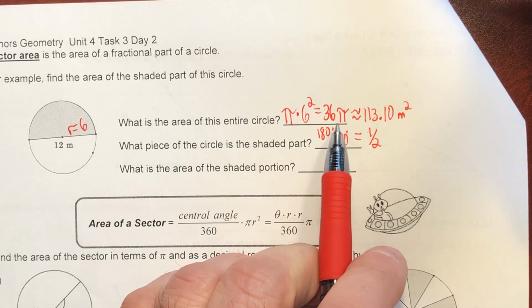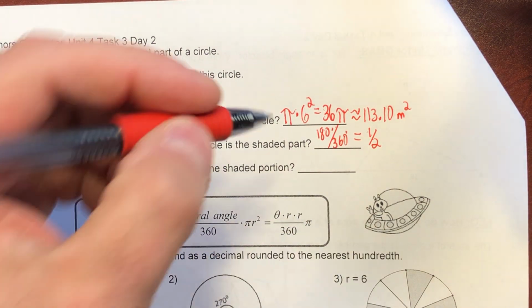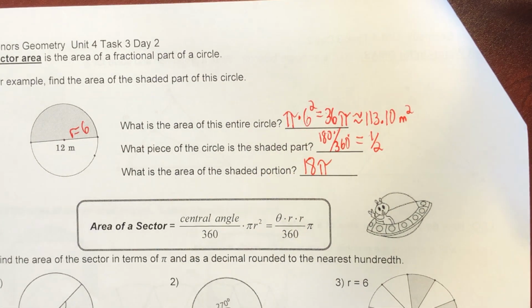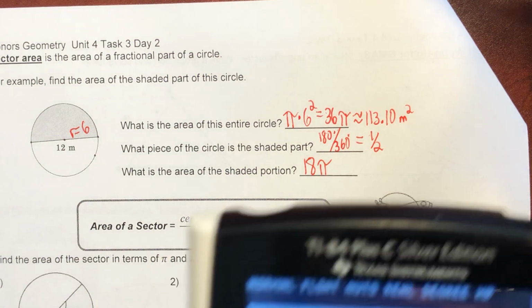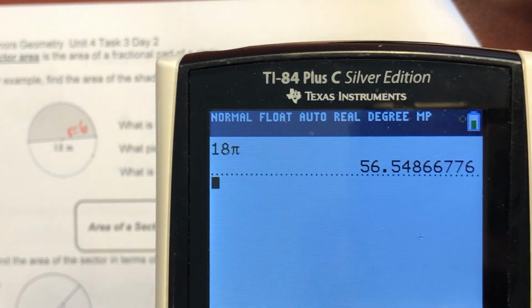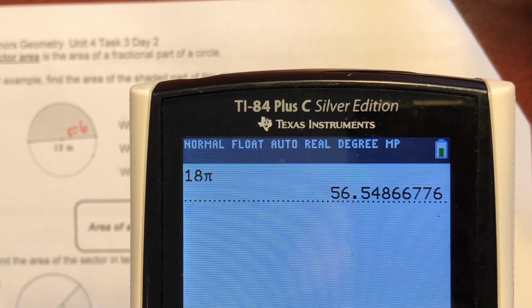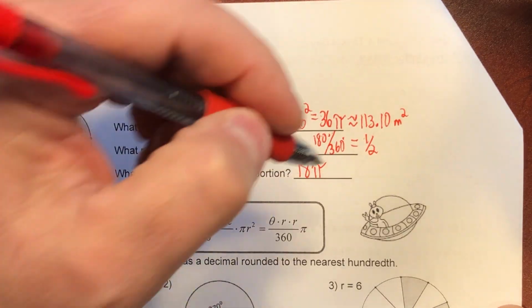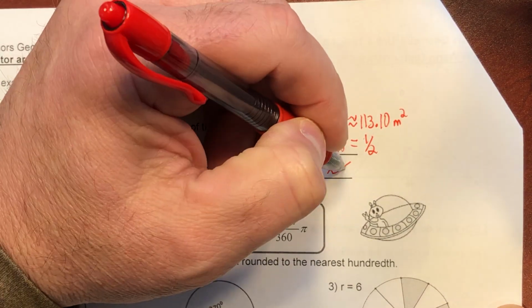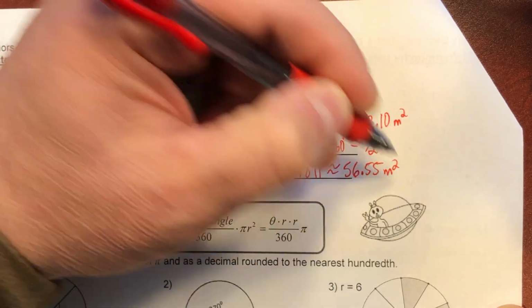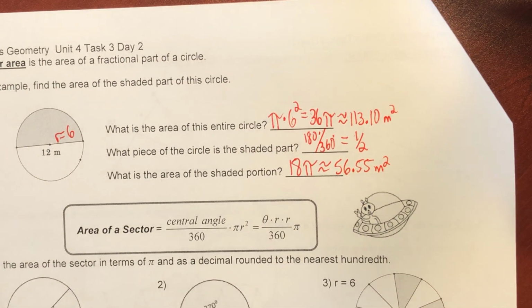instead of 36 pi, half of that would be 18 pi. And so punching out 18 pi, 18, hit the pi button, hit enter, 56.55. All right. Meters squared, since we're talking area.